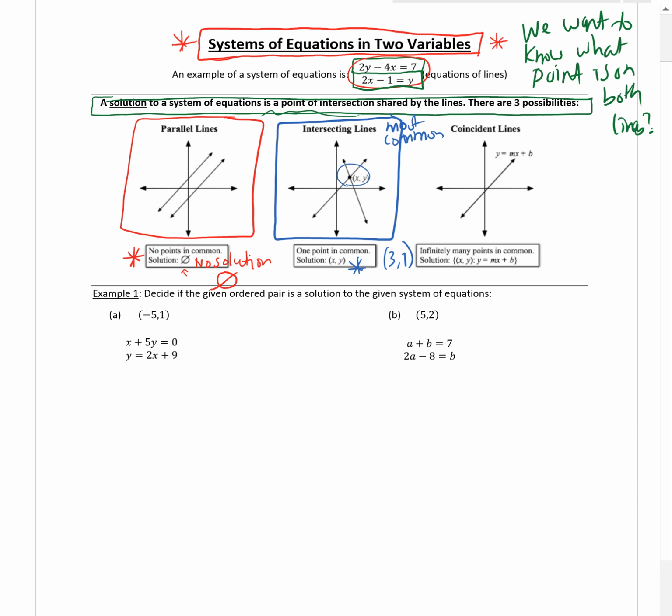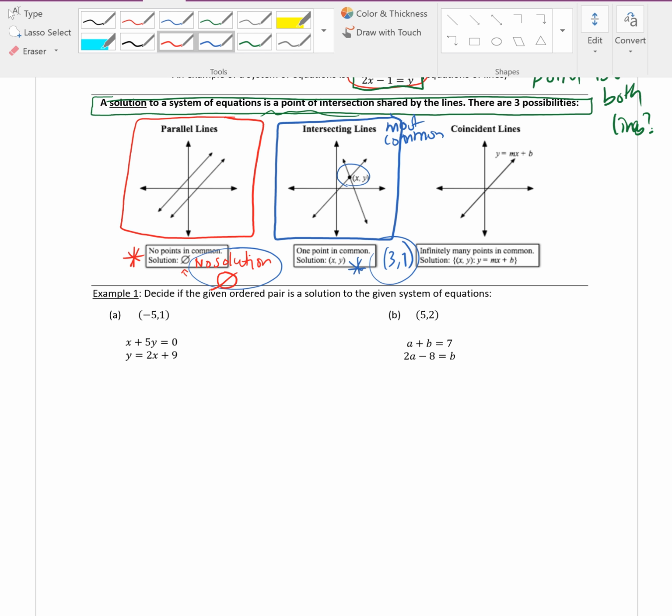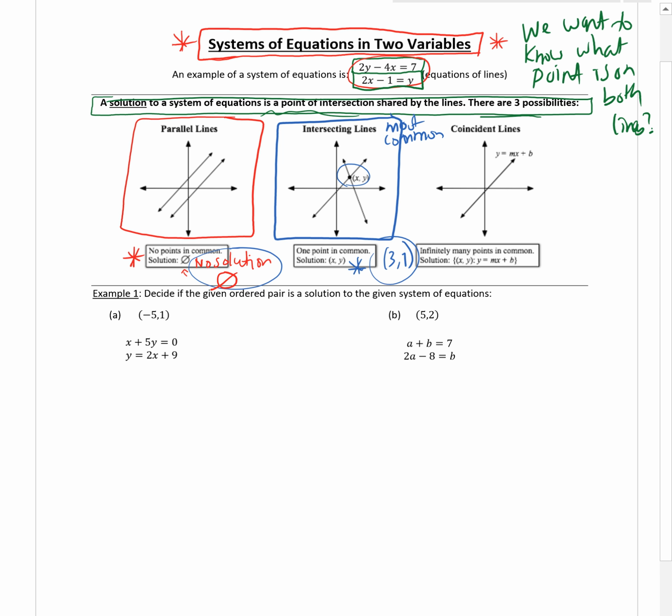So far we see it's possible that there's no solution. It's possible there's one specific solution, something comma something. And the last possibility is, you can't really see it in this graph, but wait, how do you even say that? Coincident?